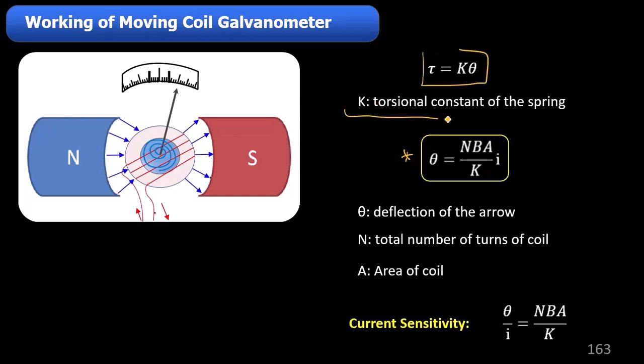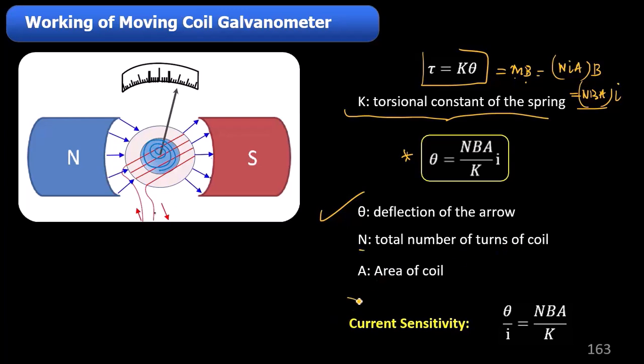K is the torsional constant of spring. And that is equal to NB... or NB, B এর মধ্যে K ঢুকে আছে, M এর মধ্যে ঢুকে আছে A into I into A into B. ঠিক আছে? তাহলে NBAI. So theta is equal to NBA by K into I. Theta is called the deflection of the coil. What is the angle? N is the total number of turns.